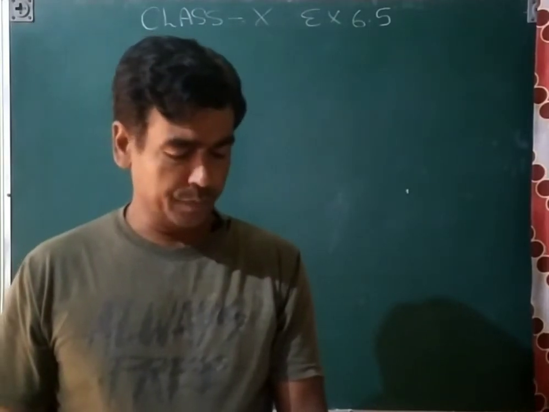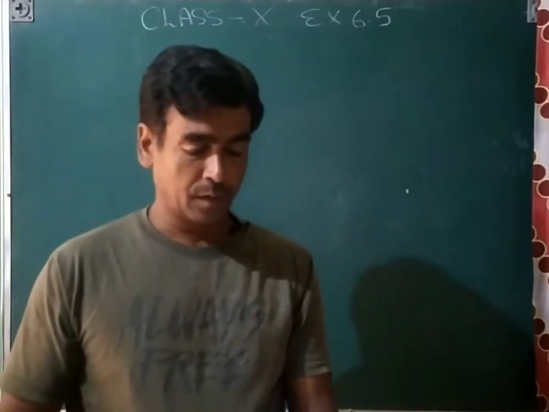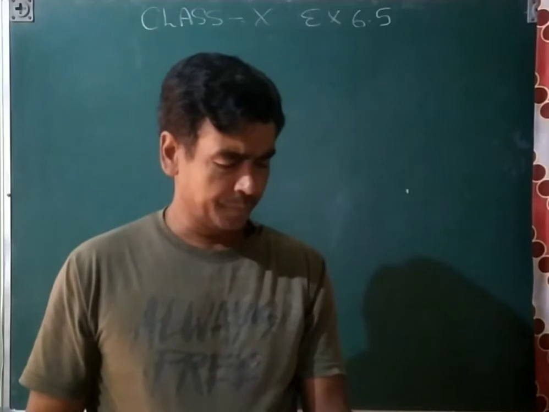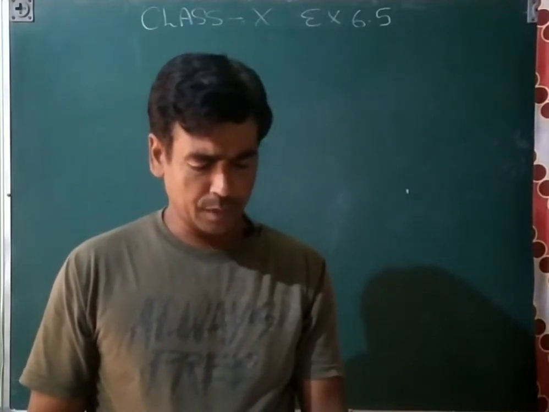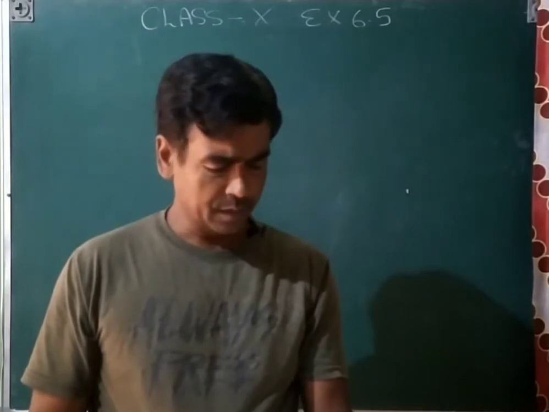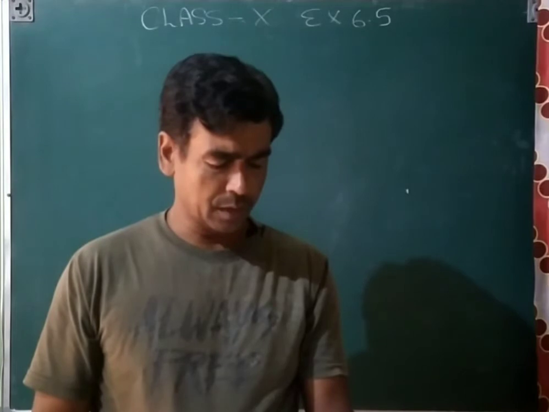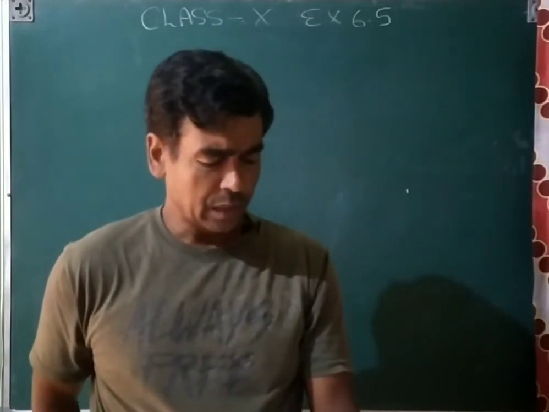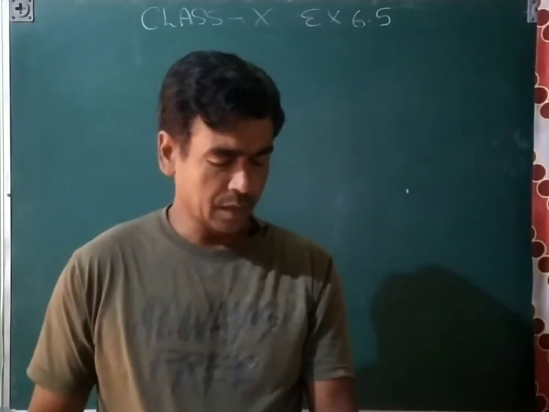In this exercise 6.5, you will see the Pythagoras theorem. So the first question: sides of triangles are given below. Determine which of them are right triangles. In case of a right triangle, write the length of its hypotenuse. So the longest side squared is equal to the sum of the squares of the smaller sides. That is the Pythagoras theorem.